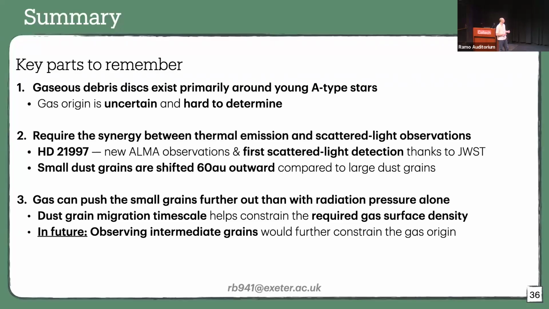And we saw that the gas can actually push the small grains a little bit further out than radiation pressure alone, and we can use the dust grain migration timescale to constrain the required gas surface density. But ultimately what we need is more information about what the intermediate size grains are going to do so that we can constrain better the origin of gas in these systems.